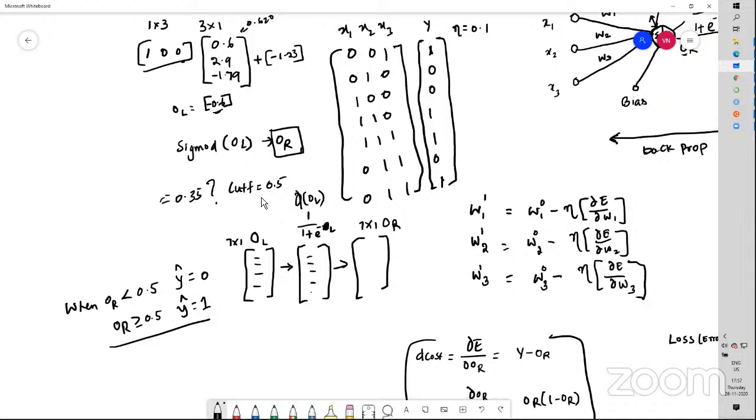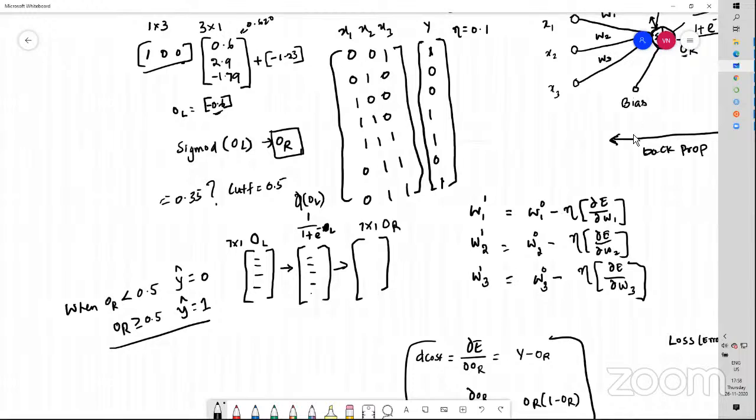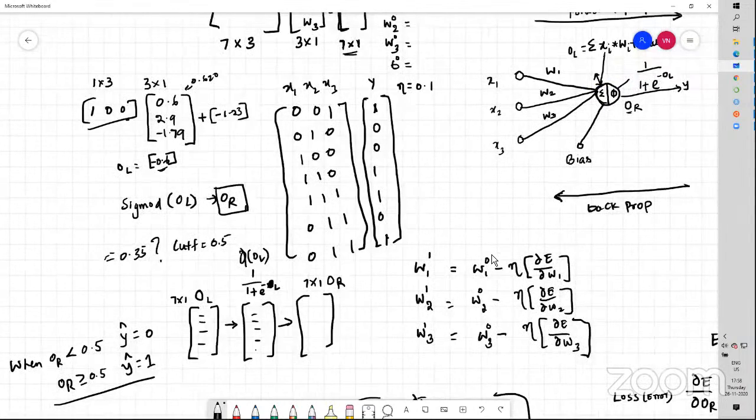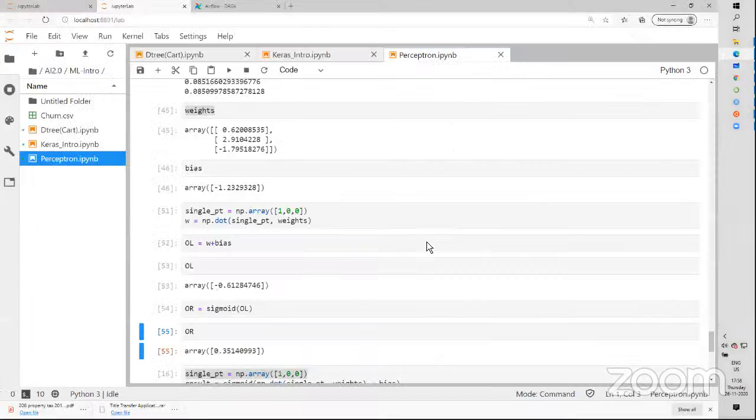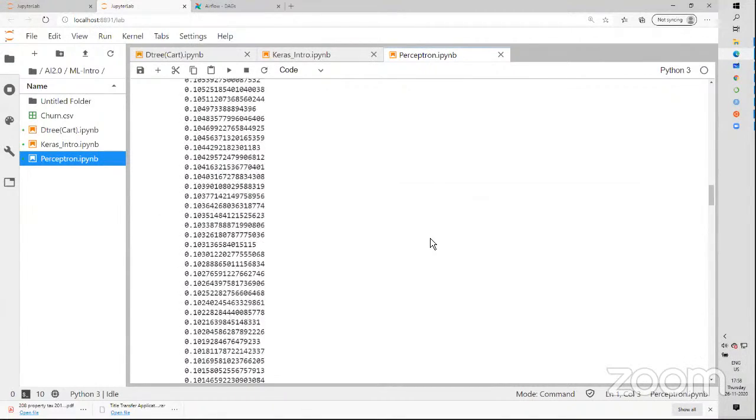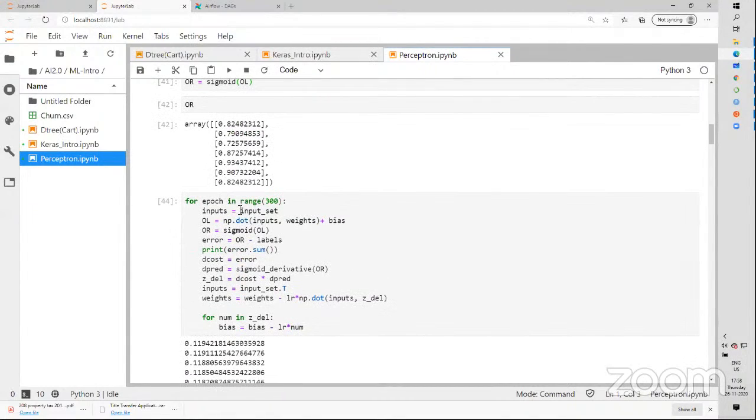When the probability of something is less than 0.5, we will consider it a 0 prediction. When the probability is greater than 0.5, we will consider it a 1 prediction. And finally, we are able to completely program a single perceptron. This is just a single perceptron in Python. So now I can use this perceptron code to train any model for that matter.